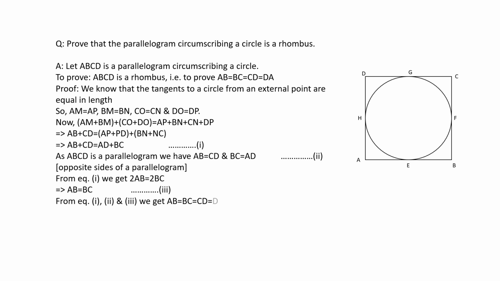So from equations 1, 2 and 3 we got AB equals BC equals CD equals DA. That means all the sides are equal. We got a parallelogram where all the sides are equal. That means ABCD is a rhombus. Hence proved.